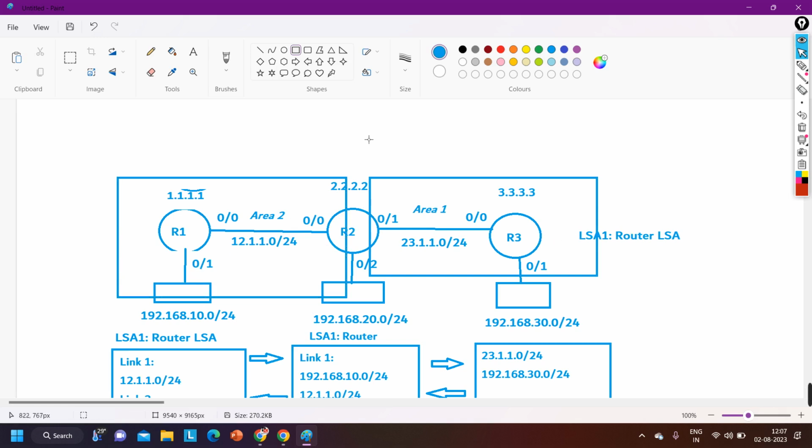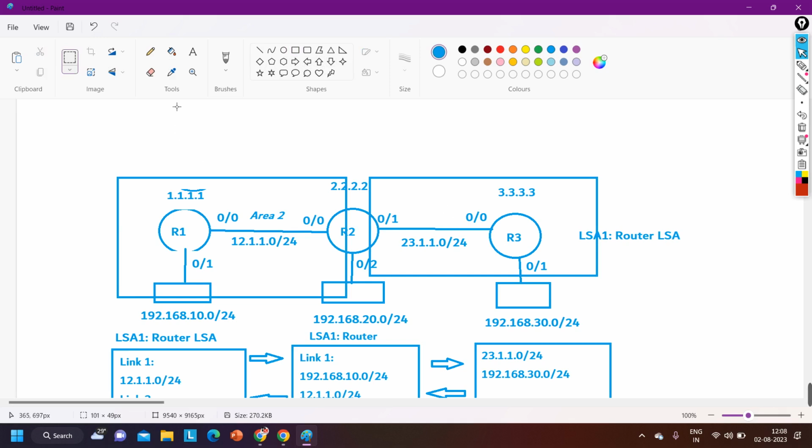So that's why there is one concept: whenever we are configuring two regular areas, between the two regular areas there should be one backbone area. If there is one backbone area, let's say this is not area 1, this is area 0, then router 2 will become what? ABR router. If it is not area 0, see, now router 2 is not an ABR router, because the definition of an ABR router is that at least one interface should be in area 0. So here R1 and R3 cannot communicate with each other. So you have to configure what? Area 0 between two regular areas.